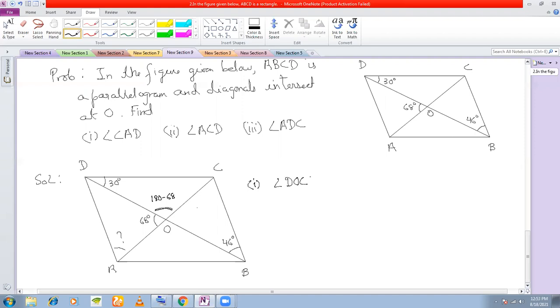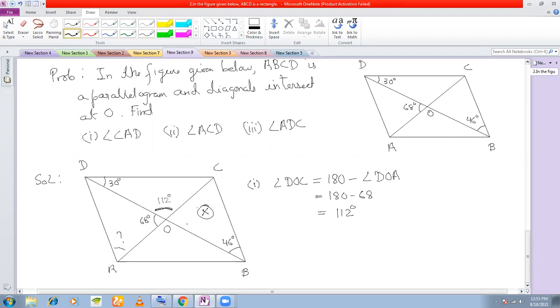Angle DOC is equal to 180 minus angle DOA, which is equal to 180 minus 68, which is equal to 112 degree, right? So this angle comes out to be 112. So let's mark it here, 112. Okay. Now see this angle 112. Now look at this triangle.